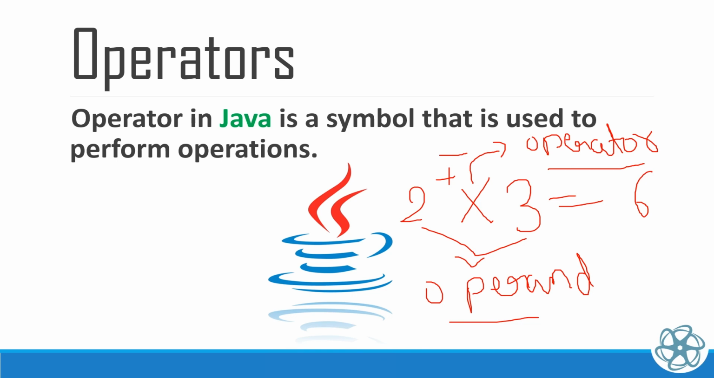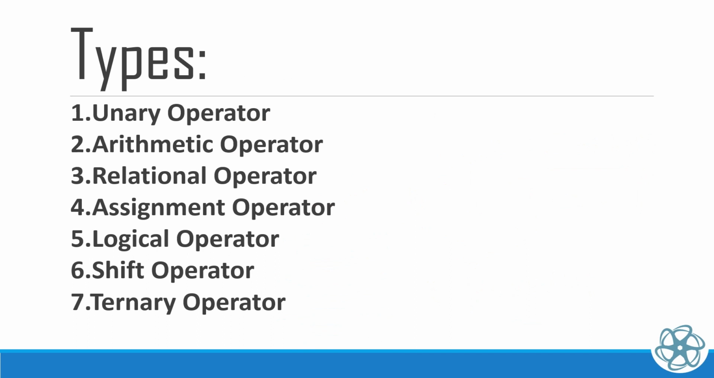So there are certain operators in Java which we use to perform certain operations and to get some values. So let's talk about the operators. There are certain types, like here I have listed 7 types: unary operator, arithmetic, relational, assignment, logical, shift operator, and ternary operator. So let's discuss these in detail.